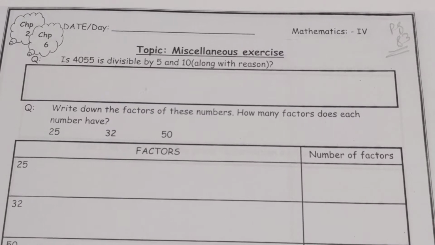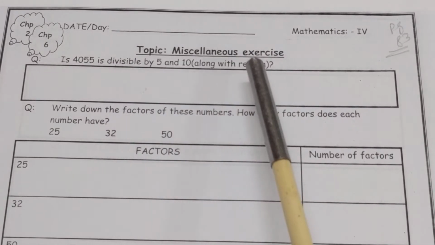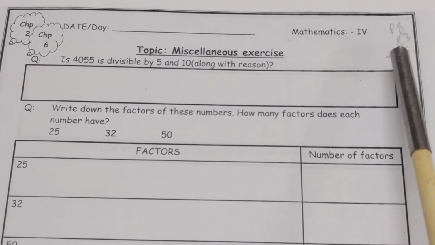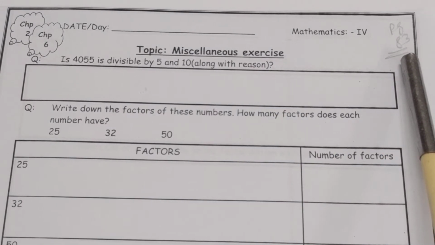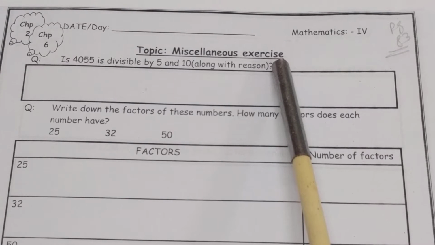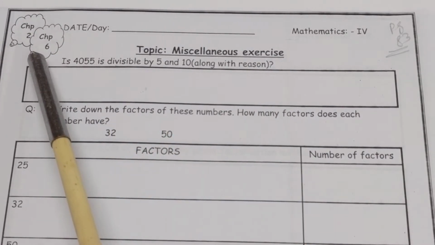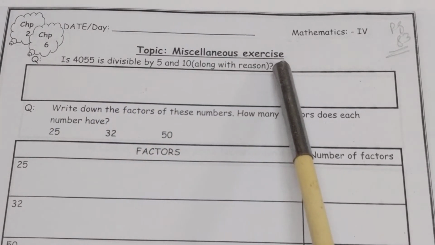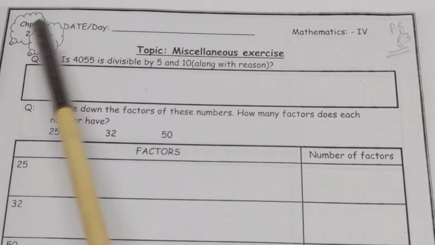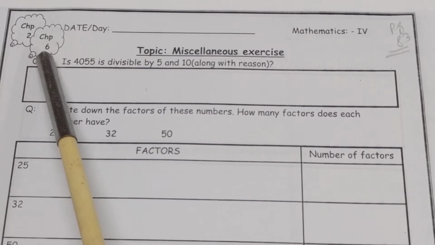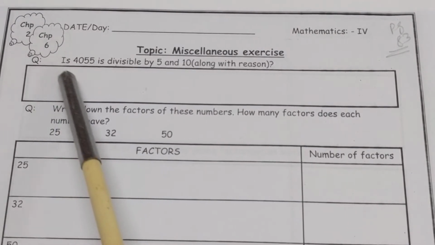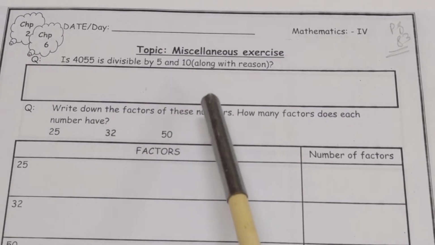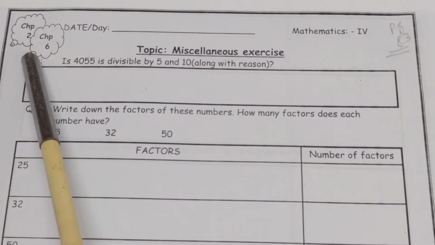Dear students, today in this lecture I am here with a miscellaneous exercise. So open your booklet, page number 83. This miscellaneous exercise is from chapter number 2 and chapter number 6. Miscellaneous exercise means different questions from chapter number 2 and chapter number 6. So to solve this exercise you have to revise your chapter 2 and chapter 6.